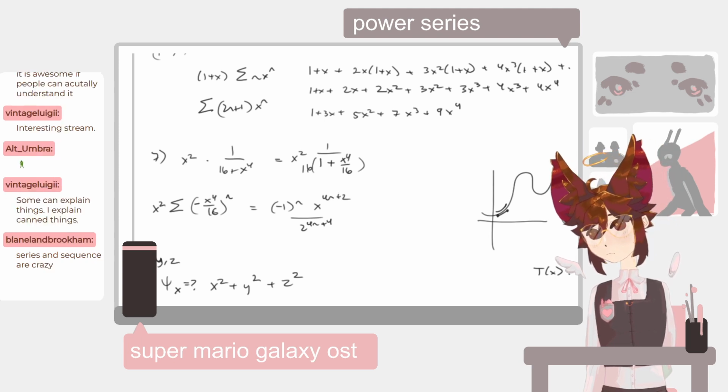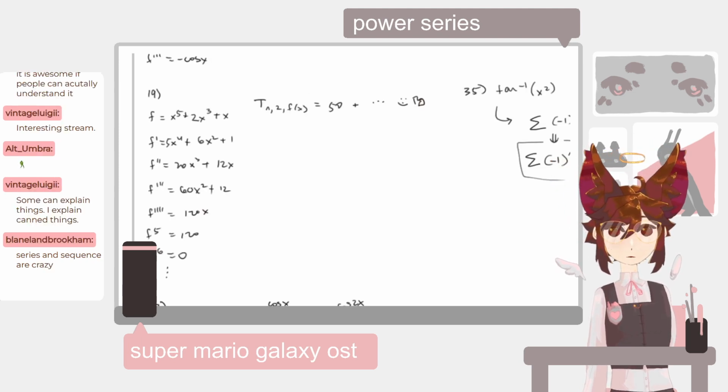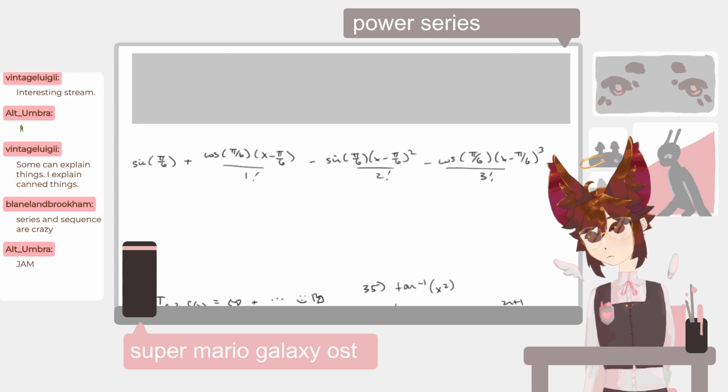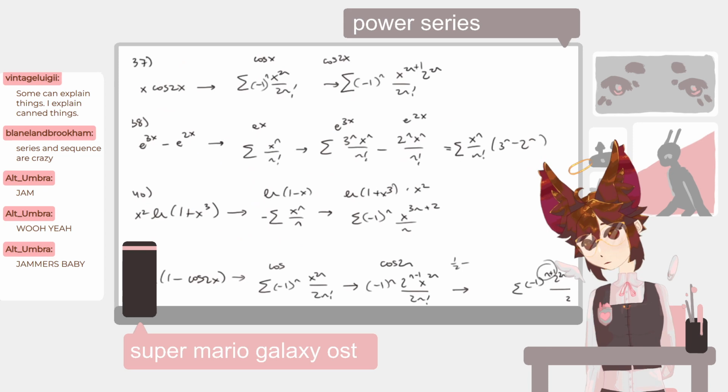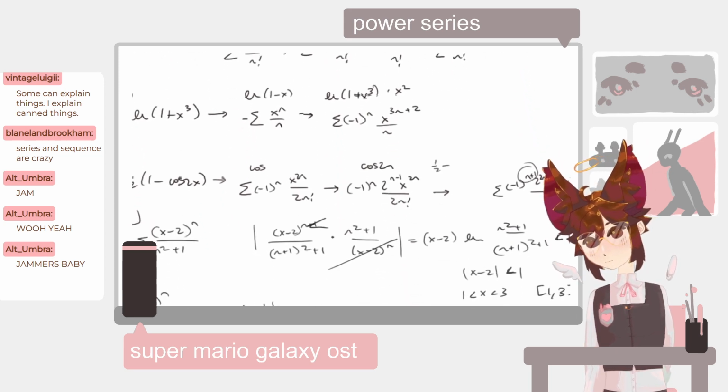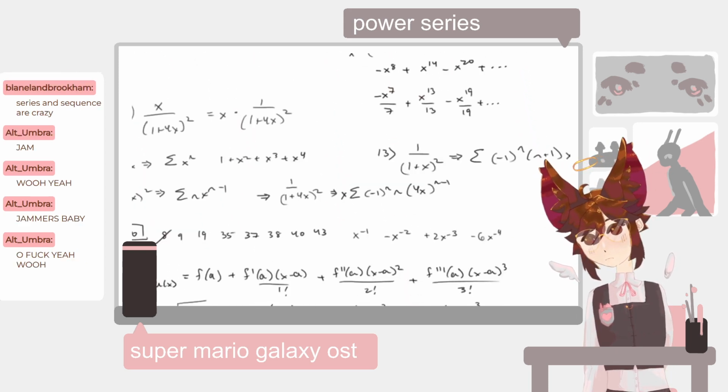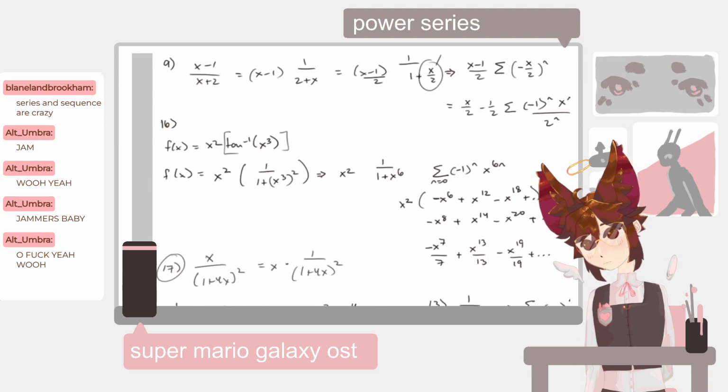Oh, there was one other one I missed. Series and sequences are a little crazy. They are a little crazy, funny, silly guys. You have to get really lucky with the teacher you get.